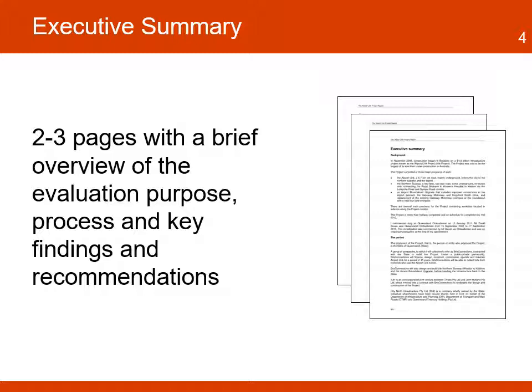The first part of the report is an executive summary, no more than 2-3 pages long. It is a brief overview of the evaluation, its purpose, process, and key findings and recommendations. This section is useful for any senior management or any person who is busy and doesn't want to read the full document, but wants to have a good understanding of the evaluation results and the key recommendations.